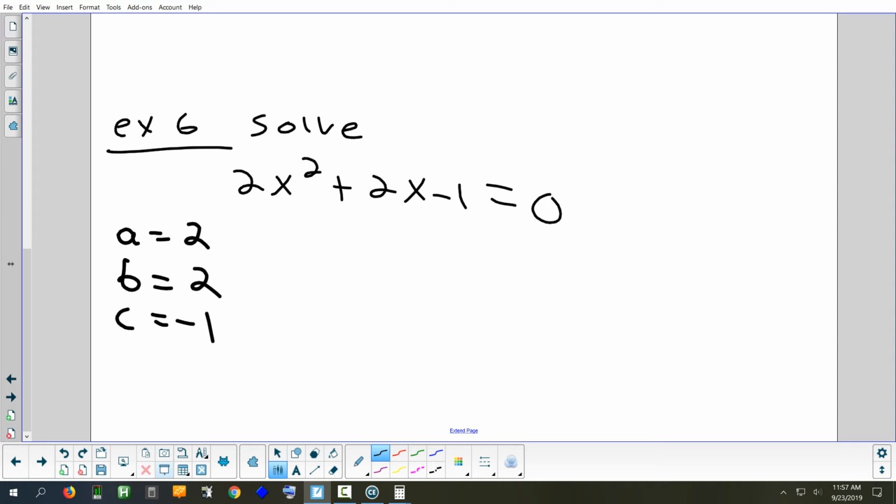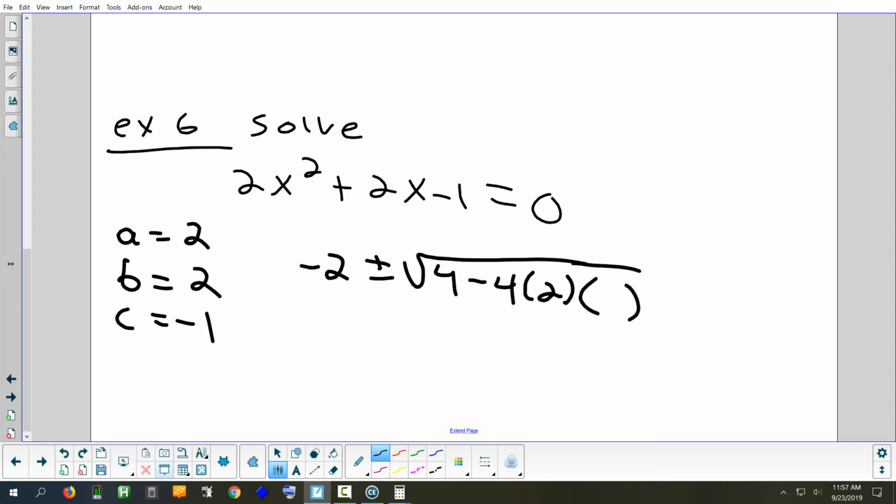I expect you to know how to do the quadratic formula. Does anybody want me to actually do one with numbers? To see it? Okay, so I'll just set it up quick. Negative B plus or minus the square root of B squared. That's 4. Minus 4A. What's C? -1. All over 2A.